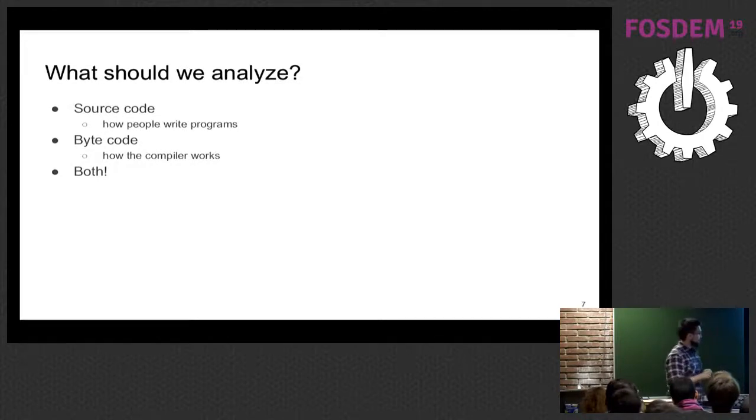Okay, getting back to the task at hand, what should we analyze? Originally, we targeted the regular Kotlin that works on the JVM. So we have the source code and the bytecode produced from it. We should analyze both of them, because analyzing source code gives us patterns in incorrect language use, while analyzing bytecode provides us with compiler issues.